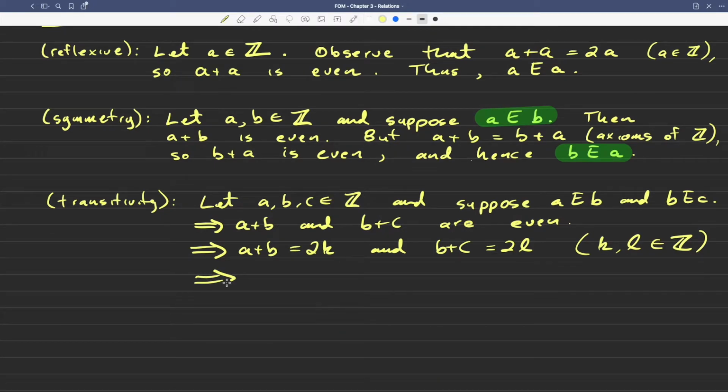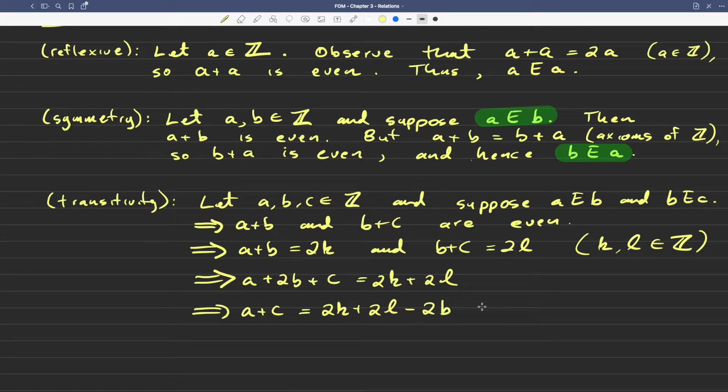Something that jumps out at me to try here is just to add the two equations together. So if I add these equations, just add their left sides and add their right sides. I suppose you could do some substitution too, but this comes down to, we get A plus 2B plus C equals 2K plus 2L. And from there, we can subtract 2B from both sides, and we get A plus C is equal to 2K plus 2L minus 2B, which I can factor a 2 out of.